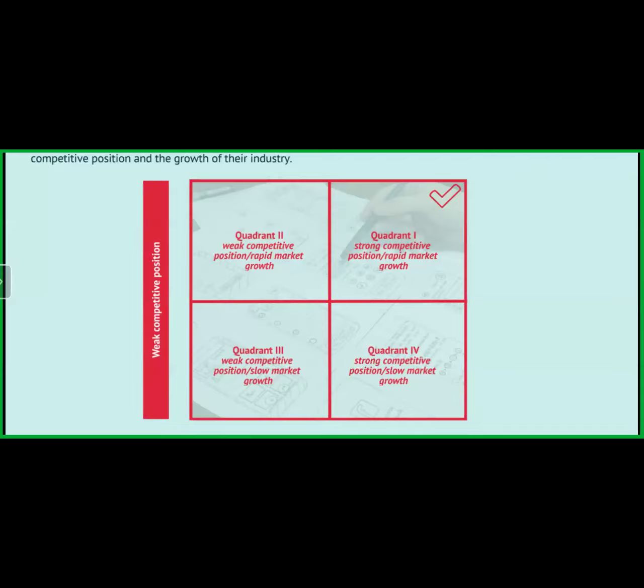Now it is expected that while doing the analysis, the organization should first make 4 quadrants. Now, what is to be written in which quadrant, that we will be discussing one by one. So here in the first quadrant, you can see that what is written in the first quadrant is strong competitive position and rapid market growth.